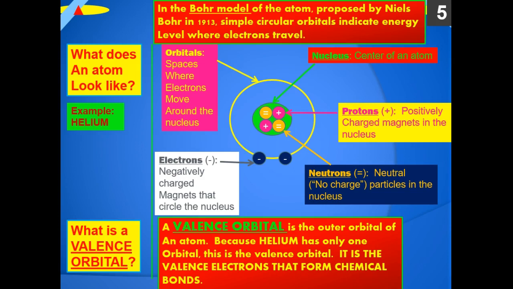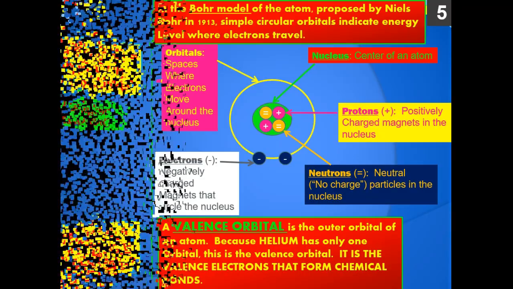An important term to get to know is valence. The word valence means outer. So the valence orbital is the outer orbital of an atom. Because helium has only one orbital, this is the valence orbital. It's the valence electrons that form chemical bonds, and that's why the valence orbital and the valence electrons are so important.